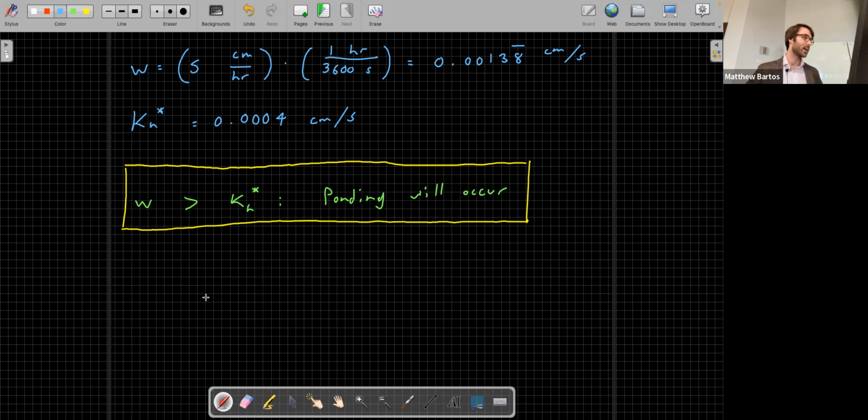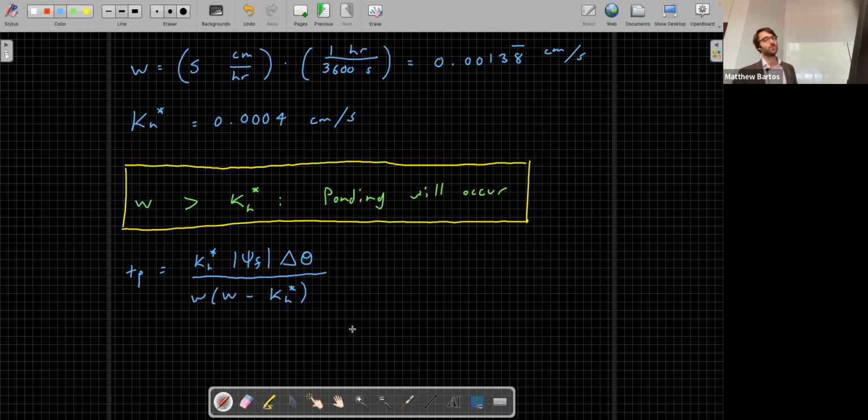Okay, next, let's compute the time to ponding. From our expression, and this is basically just obtained by finding the line where the potential infiltration rate intersects the rainfall rate on our plot, the time to ponding is equal to KH star times the matrix potential times the initial soil moisture deficit, divided by rainfall rate times quantity rainfall rate minus saturated hydraulic conductivity. Okay, so there's a couple of variables we need to compute here.